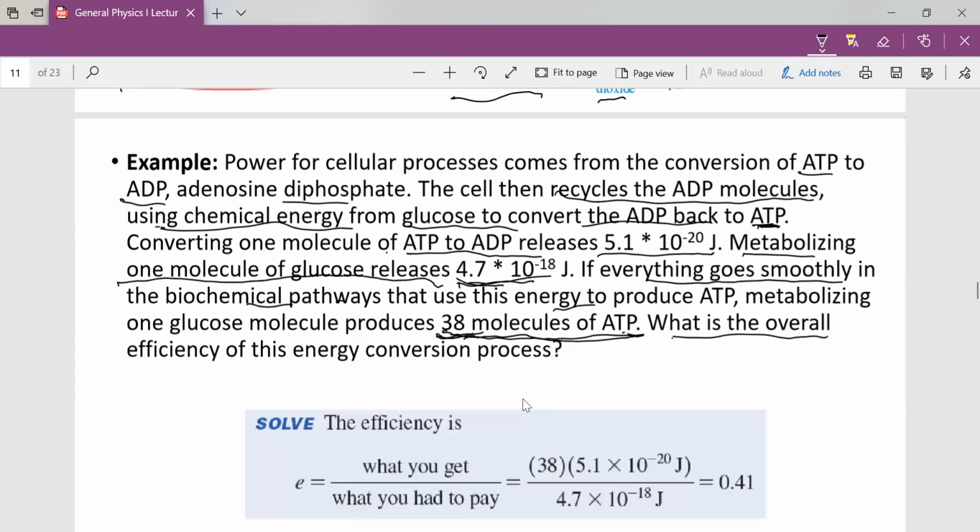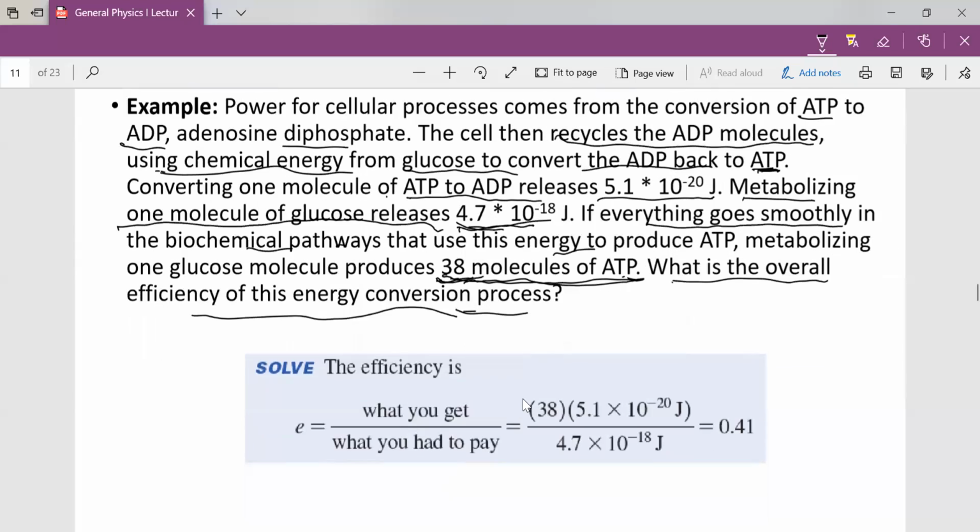What is the overall efficiency of this energy conversion process? So first is to, like we said, define your input, then define your output.